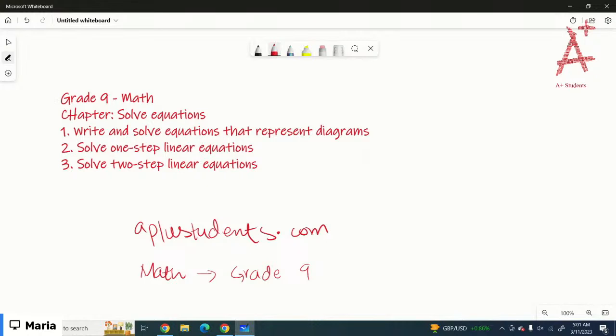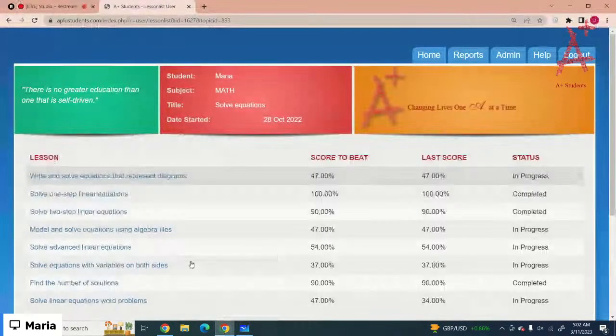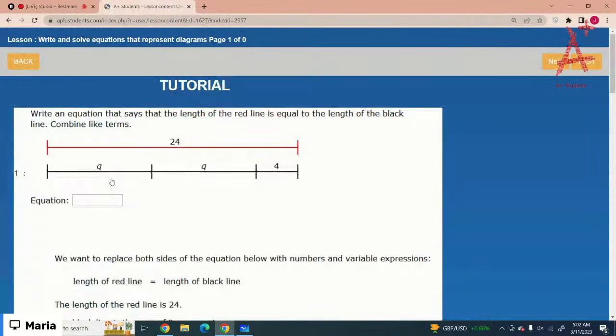So there you can find a list of the chapters. We're going to start with the chapter solve equations. And the lessons we're going to cover today are write and solve equations that represent diagrams, solve one-step linear equations, and solve two-step linear equations. So let's start with the first lesson, that is write and solve equations that represent diagrams.